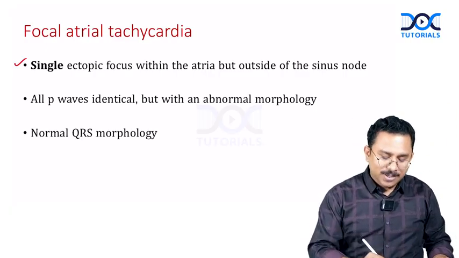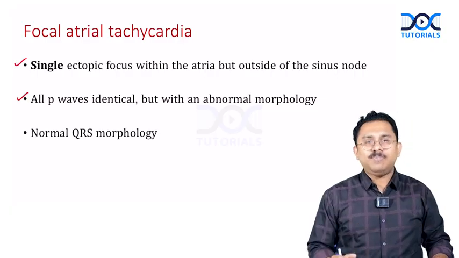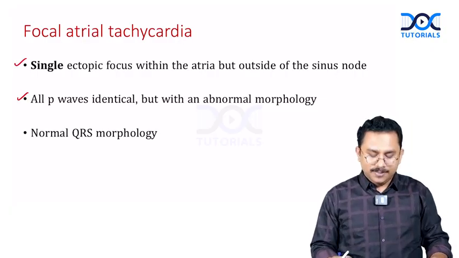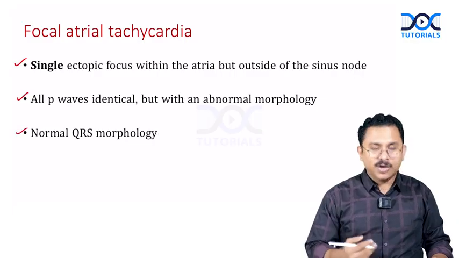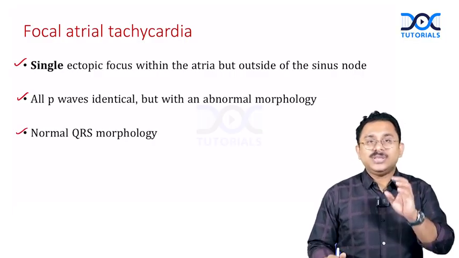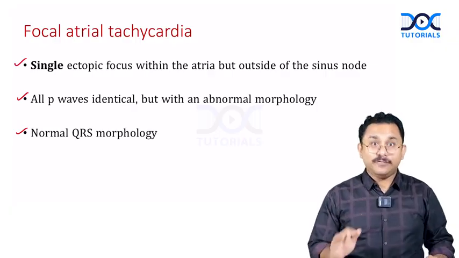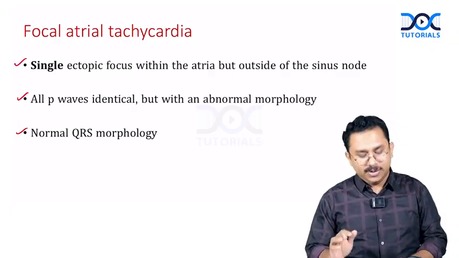So what is going to happen? You're likely to have an abnormal P wave morphology, but all the P waves will be identical. Okay, and the QRS morphology also will be normal. So this is what is called a focal atrial tachycardia. Okay, focal atrial tachycardia. Got it.